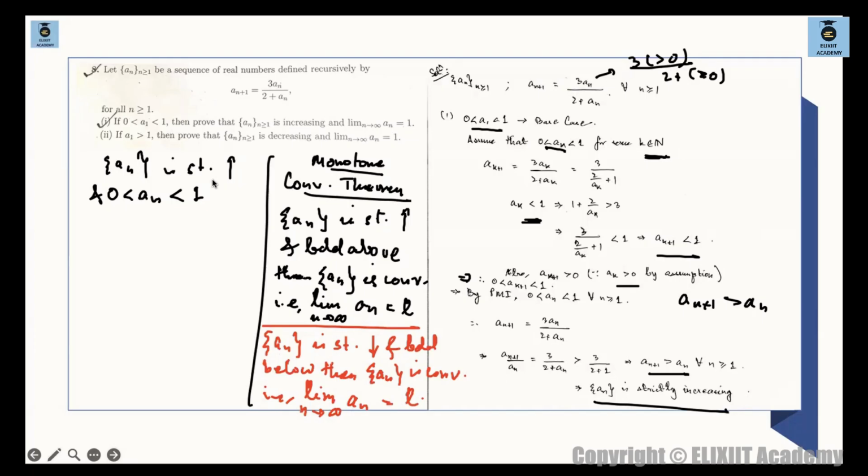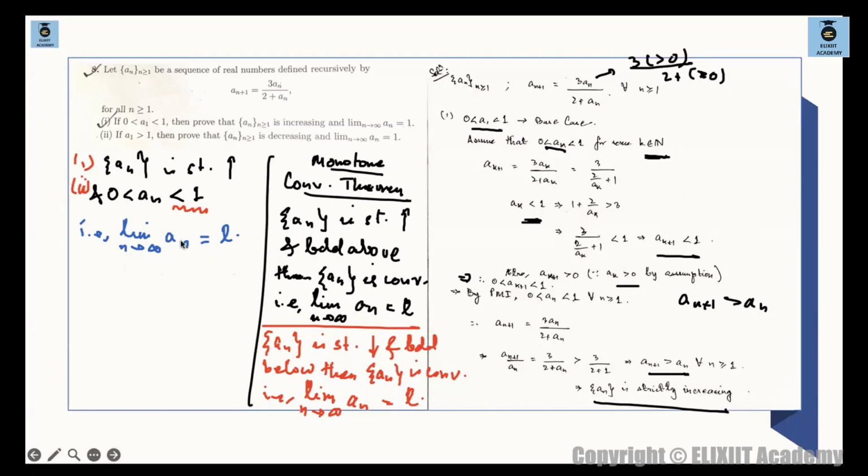So see over here, an is what? Strictly increasing. We have just proved that an is strictly increasing, and an is also bounded. An is bounded above by 1. The range of an is basically 1. We have just proved this thing. So we can say that an is convergent. That is, the limit as n tends to infinity of an will be L. This simply means an is convergent. Okay.